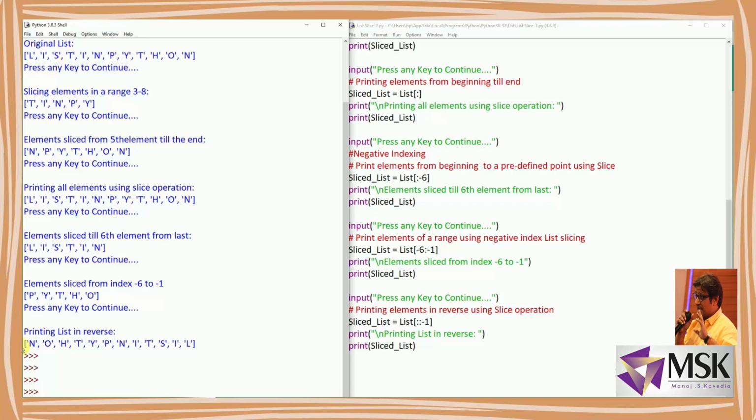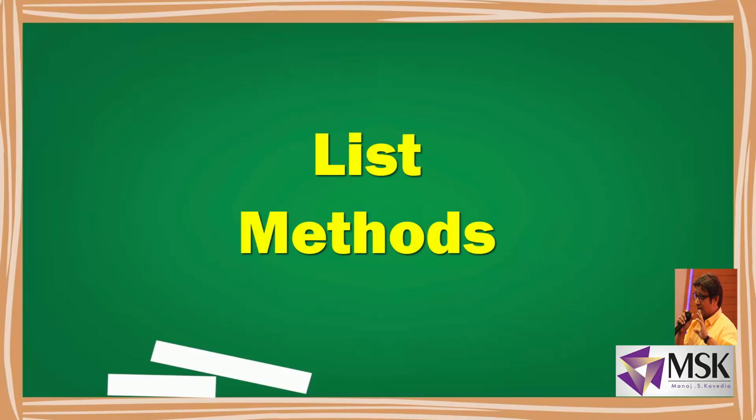And now the last demonstration will be some methods on the list. Now there may be some methods specifically for the list, and there are certain general methods which can be used with any of such data types. Now I have already told you the length. Length can be used with strings, with tuples, with list, and with dictionary also. Fine. So let's see a demonstration of different methods.